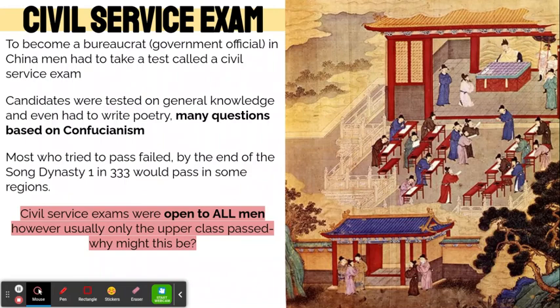So to become a bureaucrat, they had to take a civil service exam. Many of the questions were based on Confucianism. Civil service exams were open to all men. However, usually only the upper class passed. That's because to have the knowledge to be successful on this test, you would have to be pretty educated. And generally in this time, only the wealthy could afford to be educated because everybody else has to work all the time. There's no public education. And so it was rare, but not impossible for lower classes to get into the civil service or the bureaucracy.